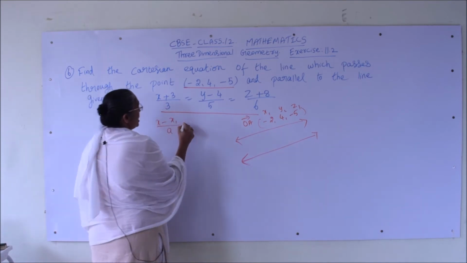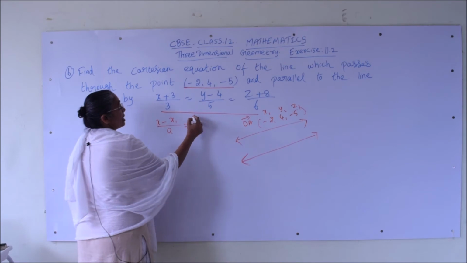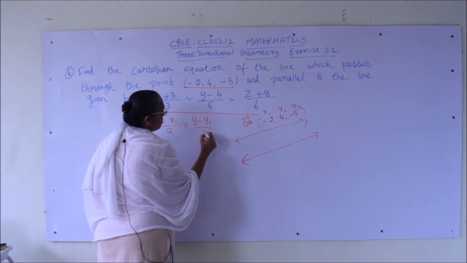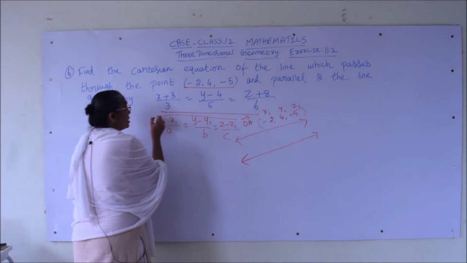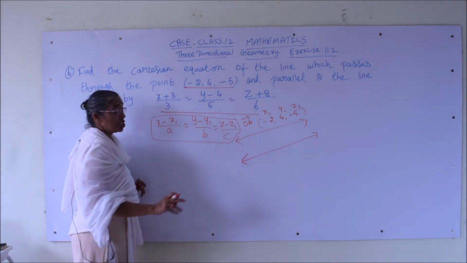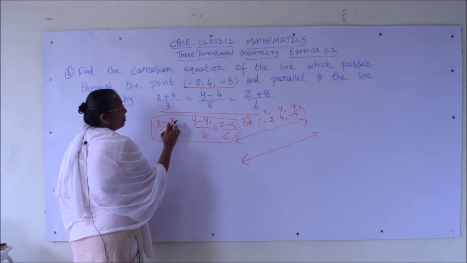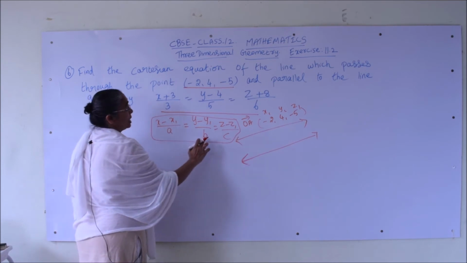Then the formula is the Cartesian equation of a straight line: (x minus x1)/a equals (y minus y1)/b equals (z minus z1)/c. This is the Cartesian equation of a straight line passing through the point x1, y1, z1 and parallel to the vector whose DRs are a, b, c.